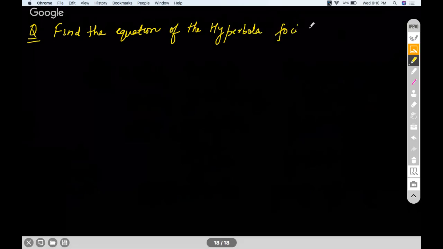Next question. Find the equation of the hyperbola whose foci are at minus 4 comma 4 and 6 comma 4, and eccentricity is 2.